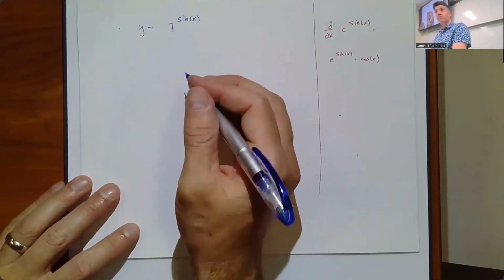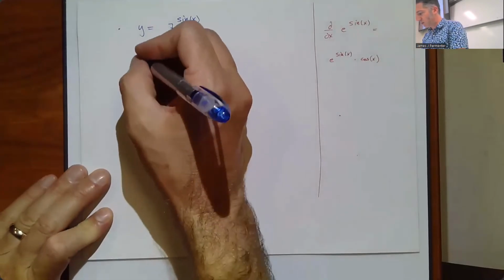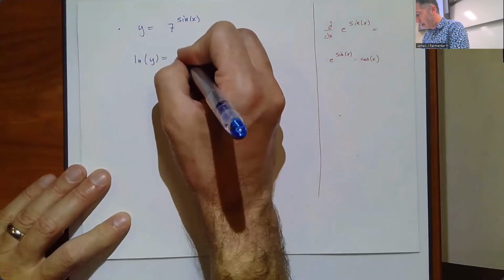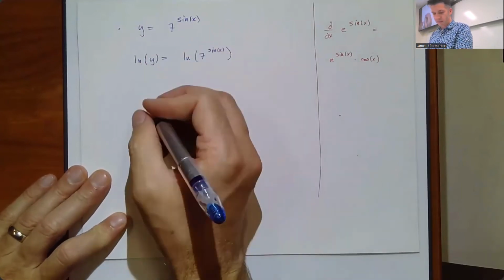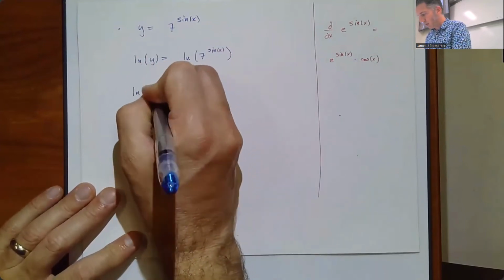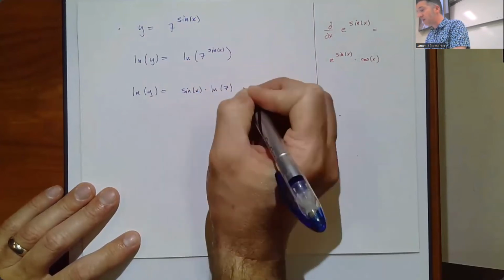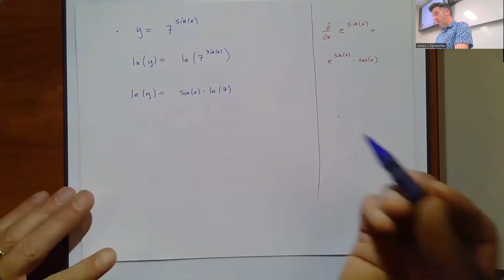We're going to do it the long way still, although you might already know what the pattern is. I'm going to take the natural log of both sides. Natural log of y is the natural log of 7 to the sine of x. That allows me to bring the sine of x down in front. So natural log of y is sine of x times the natural log of 7. By the way, this process is called logarithmic differentiation, where you take the natural log of both sides, simplify the right hand side, and then the derivative of the left hand side is just 1 over y times y prime. So now we're going to differentiate.